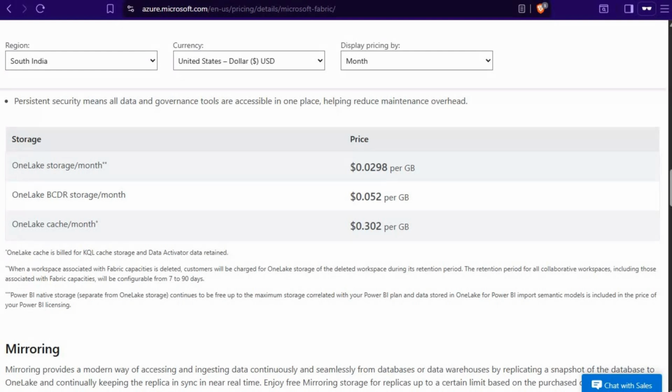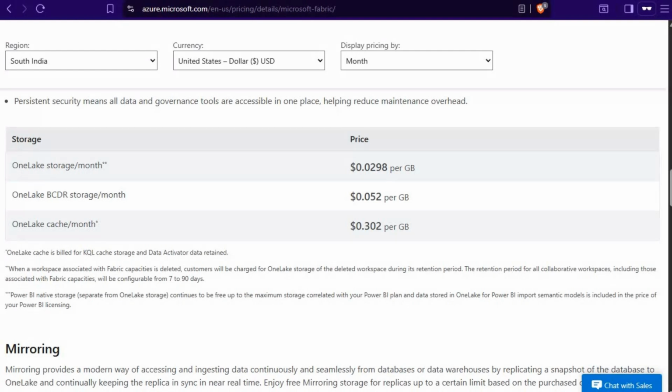One important thing to note: when you delete a Fabric workspace, the data isn't wiped out immediately. There is a retention period, 7 to 90 days, during which the data can be recovered. During that retention time, OneLake storage charges still apply for the data that was in the deleted workspace. So if you delete a huge workspace, keep in mind you might see storage charges for up to the retention period length.